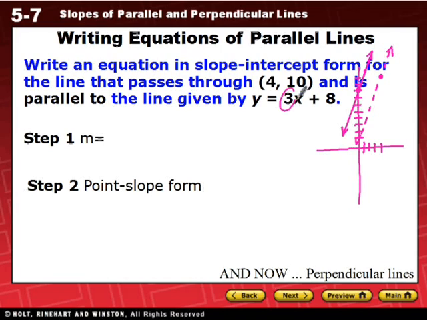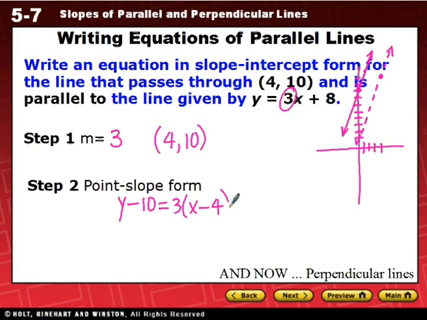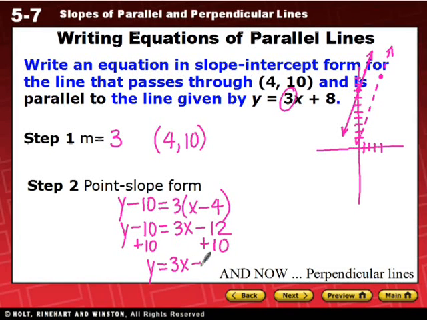Well, they gave me the slope. It's in slope-intercept form, so the slope is 3. It has to go through the point (4, 10). So this should look really familiar, like lesson 5-6. You just did a whole bunch of these the other day. y minus 10 equals 3 times (x minus 4). And y minus 10 equals 3x minus 12. So add 10 to both sides, and we get y equals 3x minus 2.